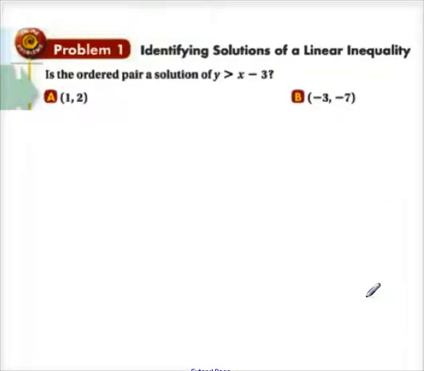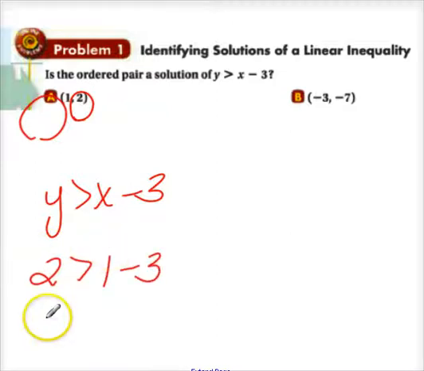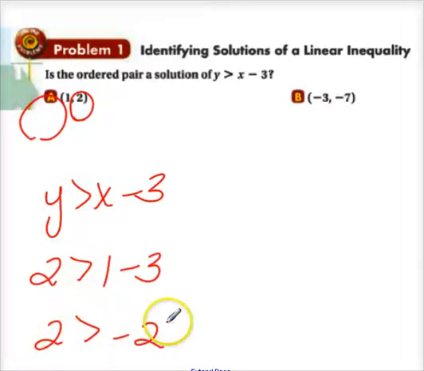Alright, problem 1 is identifying a solution to a linear inequality. So again, they're going to give you an ordered pair. You need to plug it into the inequality they give you. y is greater than x minus 3. I'm going to put 2 in for y, 1 in for x, solve. 2 is greater than 1 minus 3, which is -2. 2 is indeed greater than -2, so this is a solution.